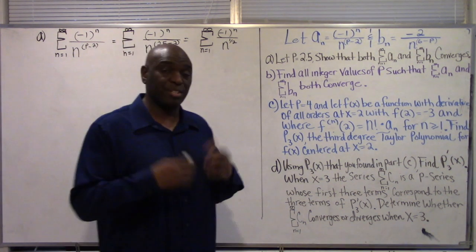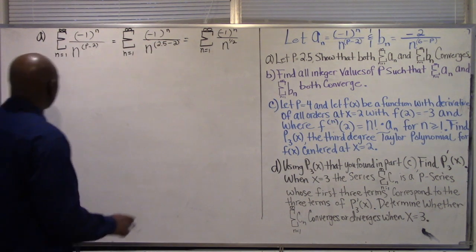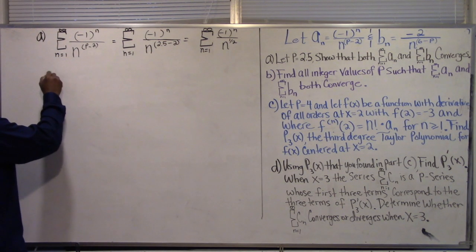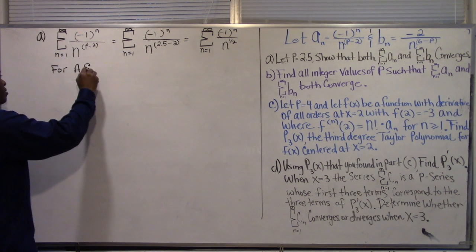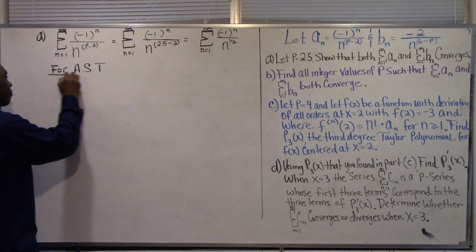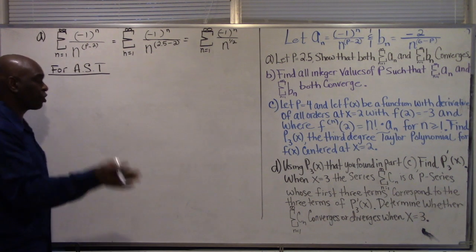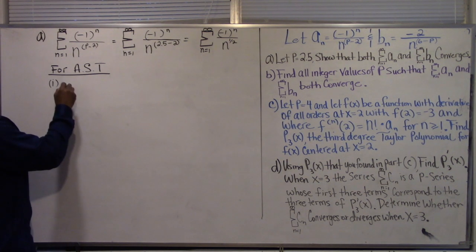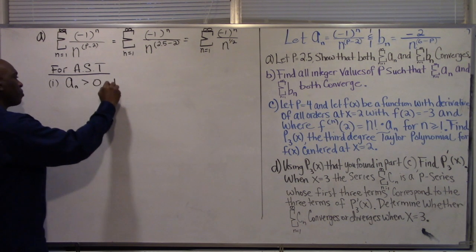So let's look at the conditions for an alternating series. All right, if a series alternates, to be convergent, condition 1. Here we go. For the alternating series test, that's what AST stands for, alternating series test, there are 3 conditions. Condition 1: a_n has to be greater than 0. This means positive.